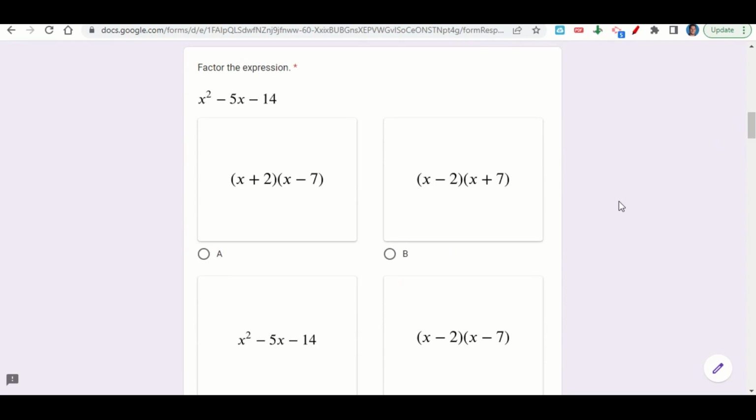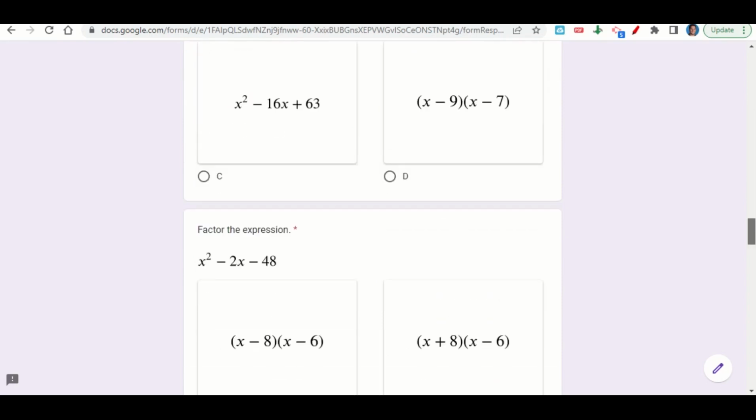Next one says x squared minus 5x minus 14. So again, we would magic x this. So we need two numbers that multiply to get 14 and subtract to get 5. Well, we know 2 and 7 multiply to get 14 and subtract to get 5. So when we do that, we know that the bigger number needs to be negative so that this stays negative. So we need x minus 7 and x plus 2, which is this one here.